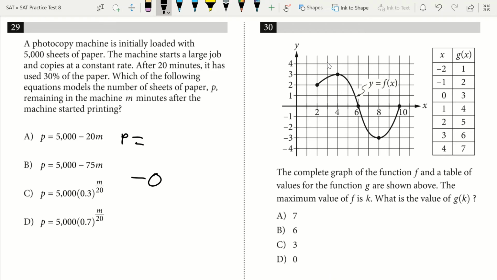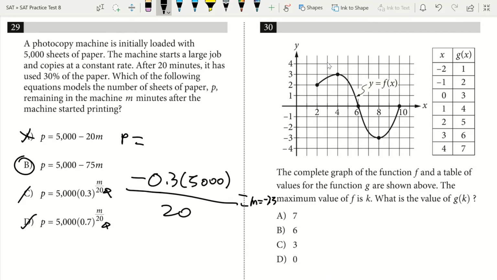So that's going to be a decrease of that 30%, 0.3, times our 5,000. And now we have to set that over each minute it took, which is 20 minutes, and that's going to give us our slope. So now I'm going to plug that into my calculator. I have negative 0.3 times 5,000, and that's going to give me negative 1,500 over 20, which will give me negative 75 as my slope. I'm putting M there just so you know it's the slope, negative 75. I know that this is not going to be an exponential function, right? So I can get rid of C and D off the bat anyway, and now I see I have 5,000 minus 75M as my answer, B.